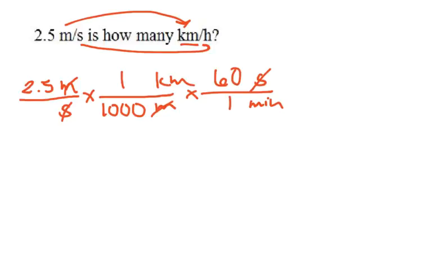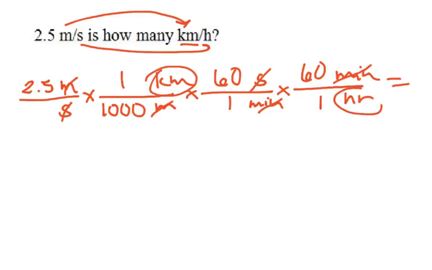And if I needed kilometers per minute, I'd be done, but I don't. I need kilometers per hour. So I need minutes up on top. And can I go from minutes to hours? Yes. I know that for every 1 hour, there are 60 minutes. So minutes drop out. So the only units I have left are kilometers and hours, which is what I want, kilometers per hour. So my setup is done.